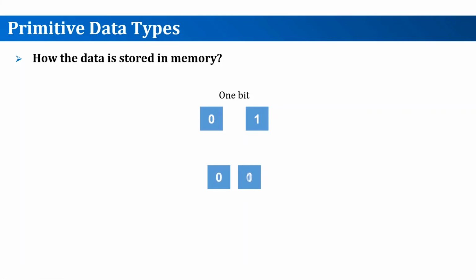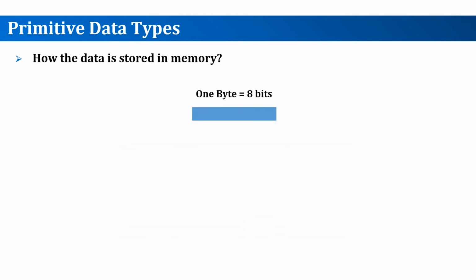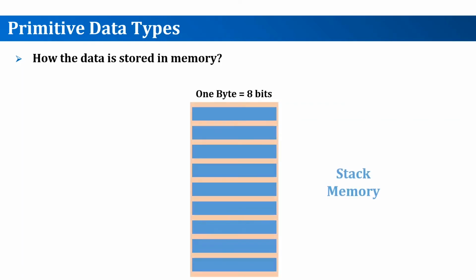For example, if we add 2 bits, we can now represent 4 numbers corresponding to the 4 possible combinations: 0 0, 0 1, 1 0, and 1 1. So you got the idea. Add more bits, represent more numbers. When you have 8 bits together, this is referred to as a byte. In a computer memory, slices of bytes are stacked together to form what is called a stack memory. This is the RAM you buy for your computer.